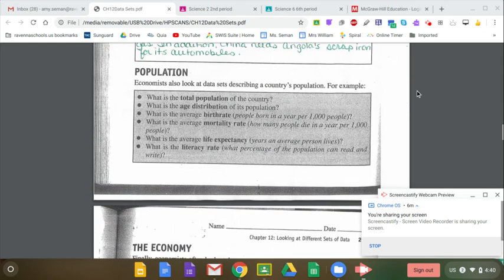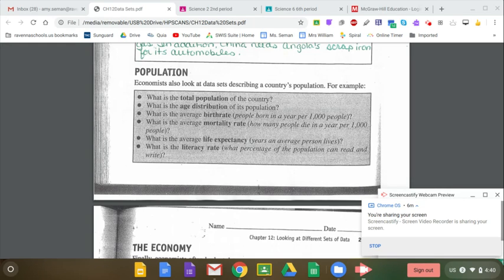And then it goes on to population. You guys also seem to have a little bit of a problem with this area too, with the definitions for birth rate and mortality rate especially. So let's take a look at that population.